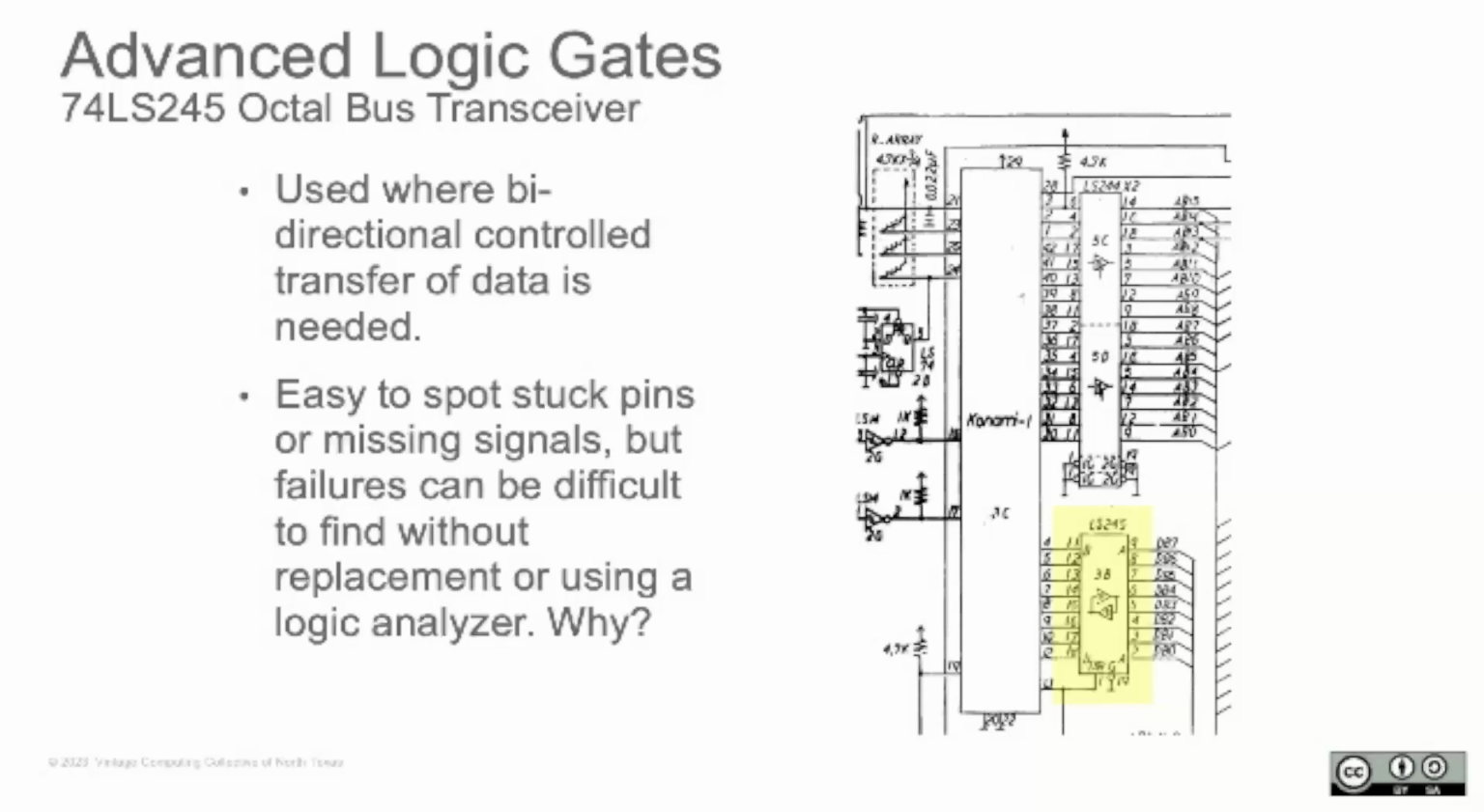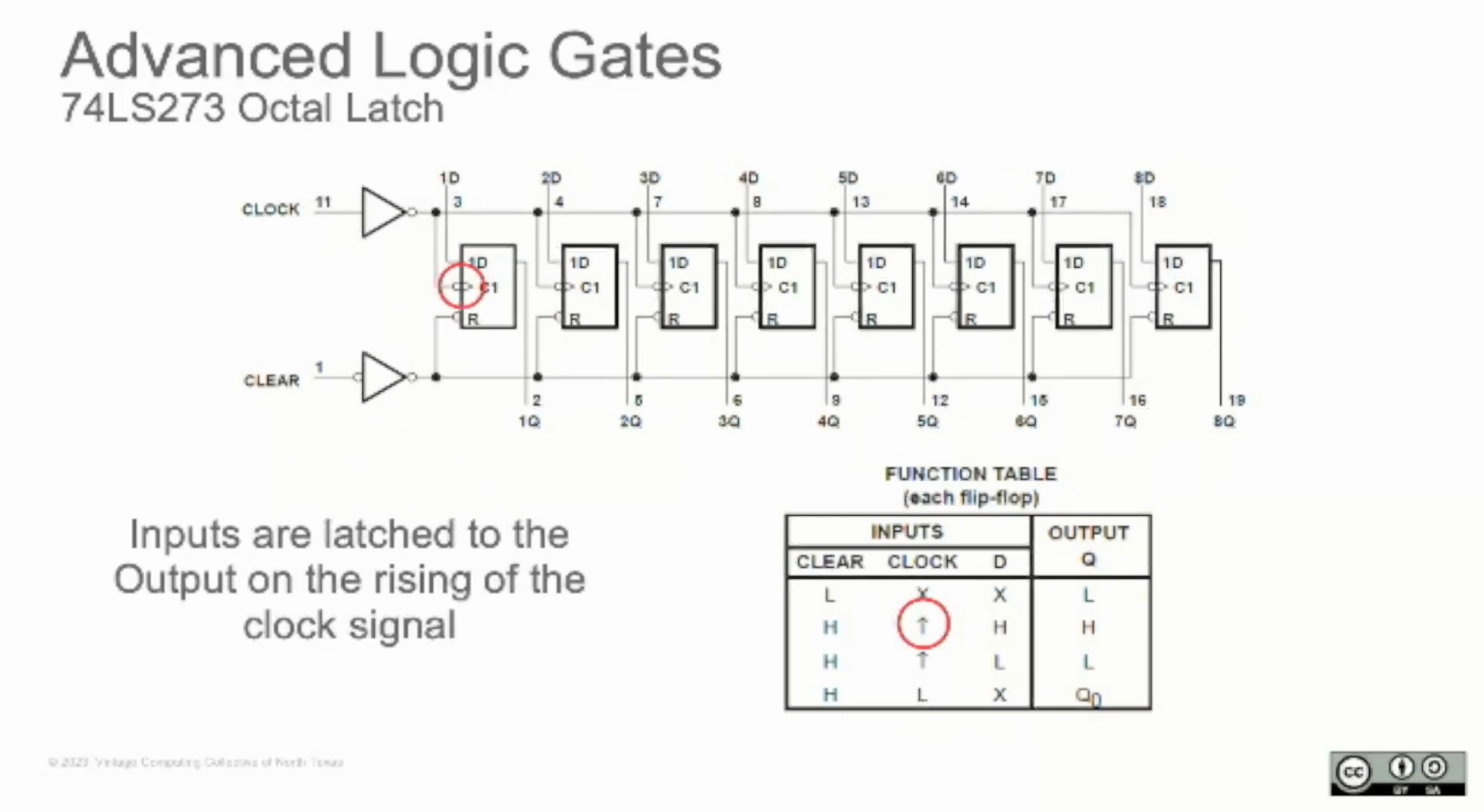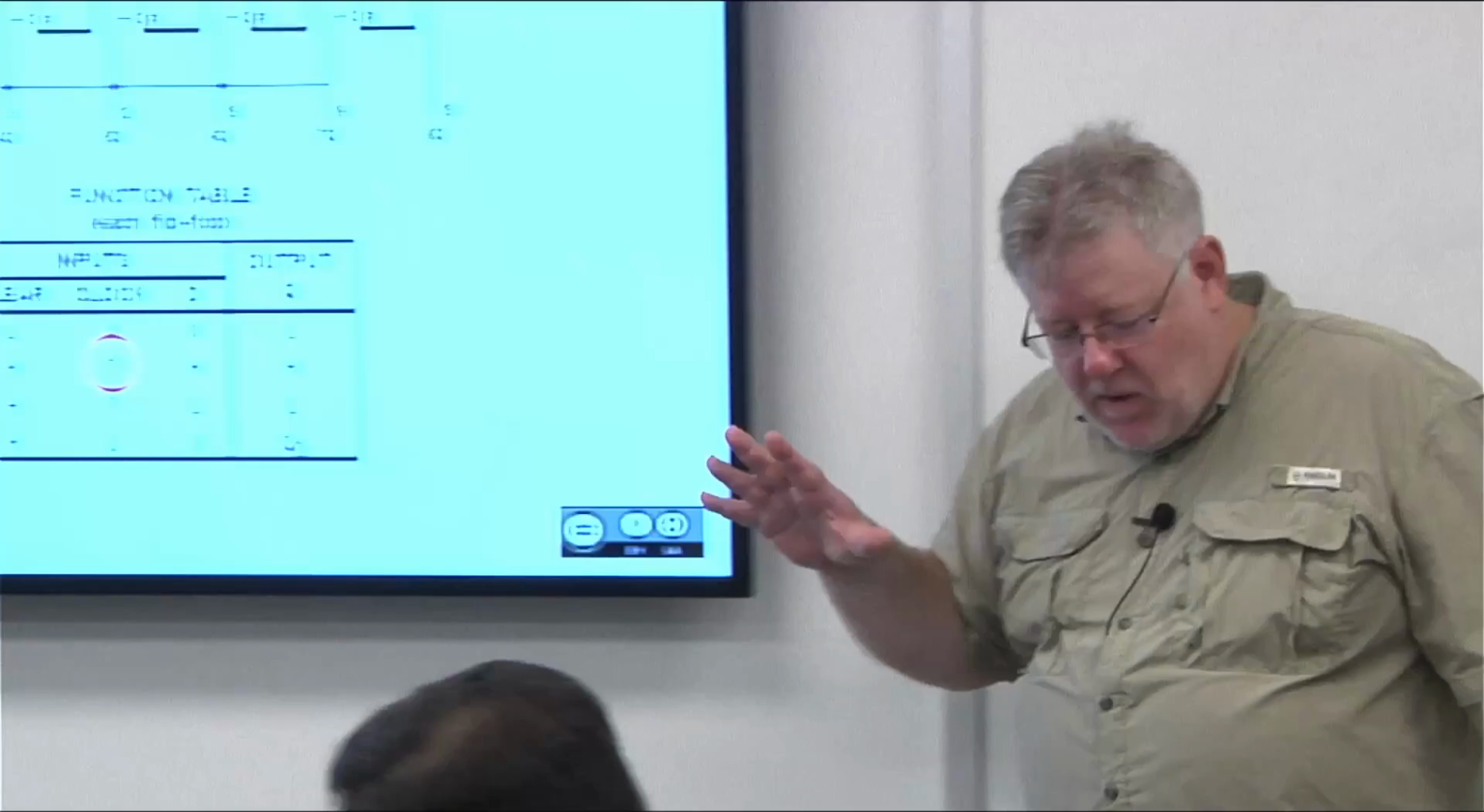Now this one's represented a little bit more difficult. This one you have a little arrow on the input. What does that arrow mean? Rising edge. Rising clock edge. Yeah, because that's our clock that we're using. And then we have a clear. This one is a 74LS273. This one is used to latch data from an input to an output.